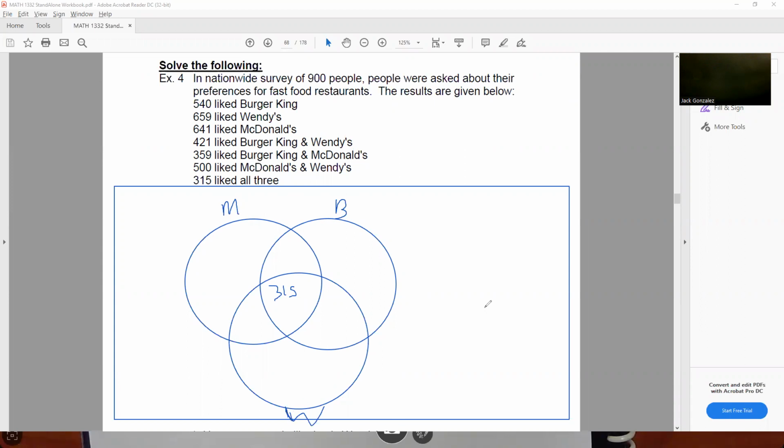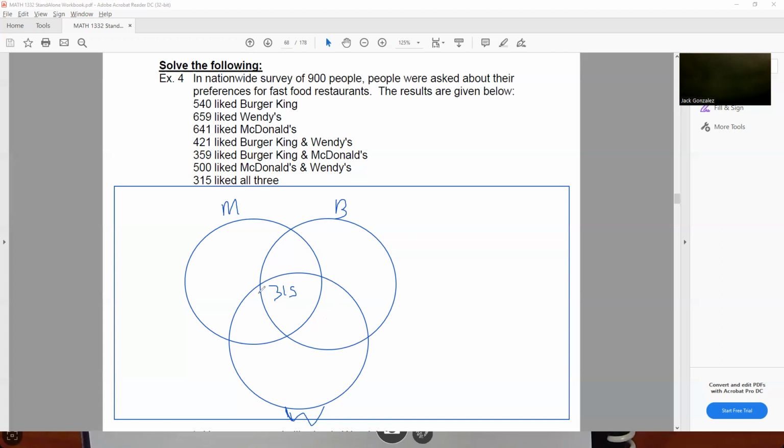So we've got to figure out the pieces. They said 659 like Wendy's. So that's this whole entire circle. That's going to be like a weird game trying to find the pieces, right? Because we also got 421 like Wendy's and Burger King. Whenever you see "and," that's the intersection. So Burger King and Wendy's would be this little section right here.